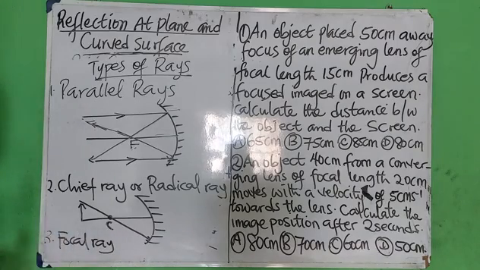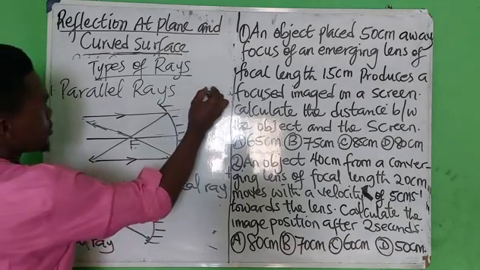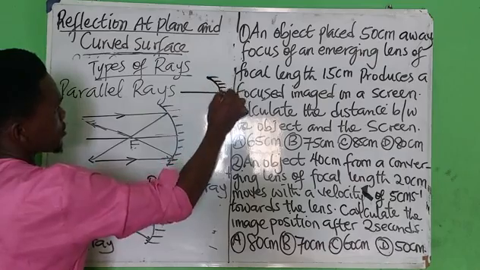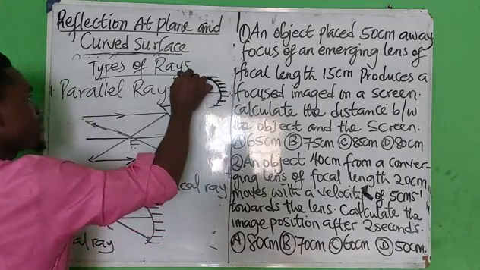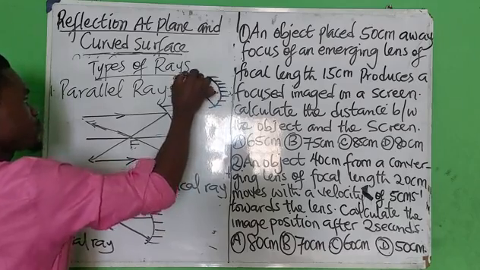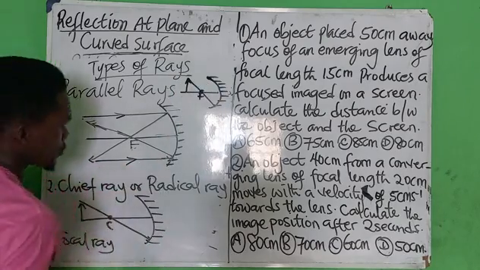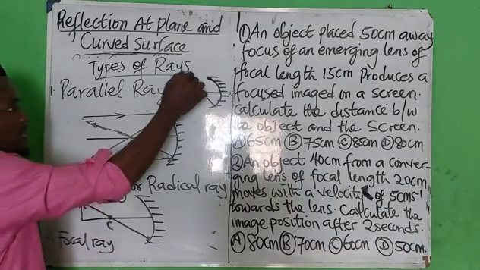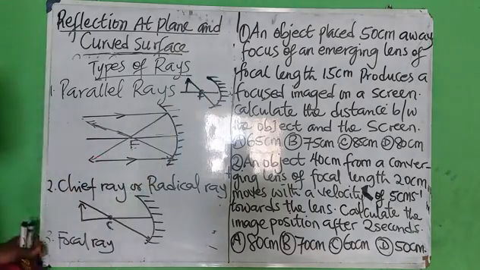Good. These markers, I refill them. I don't know why they are stressing me. So if I have this, I draw this. The ray that passes through F is called what? Focal ray. That passes through this F is called what? The focal ray. So these are the three types of rays that we have.